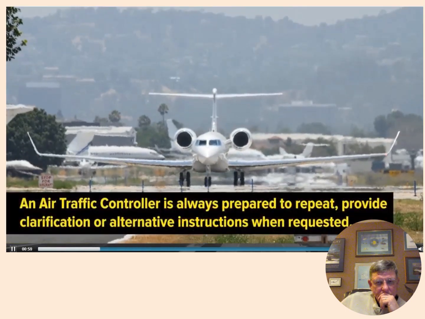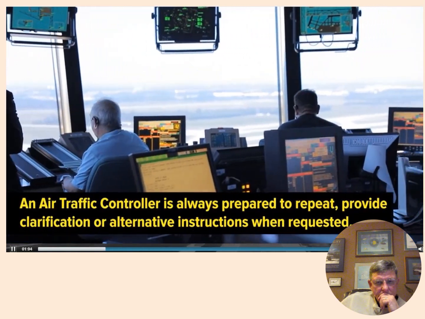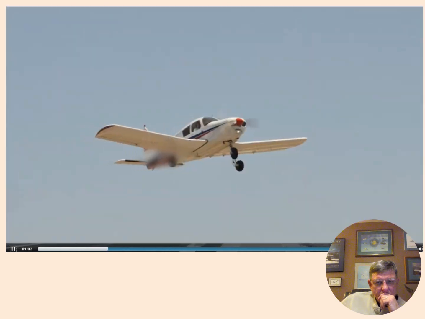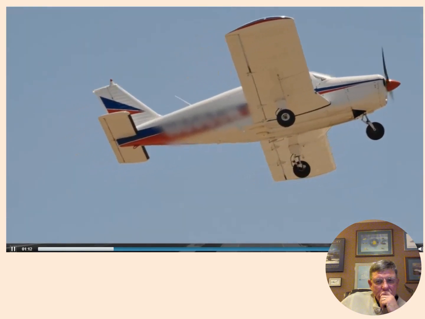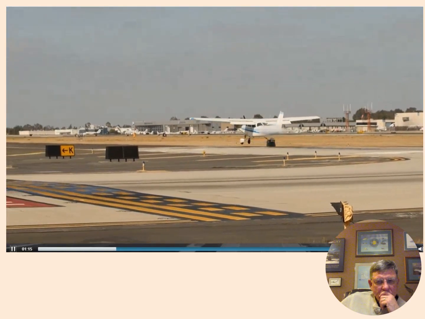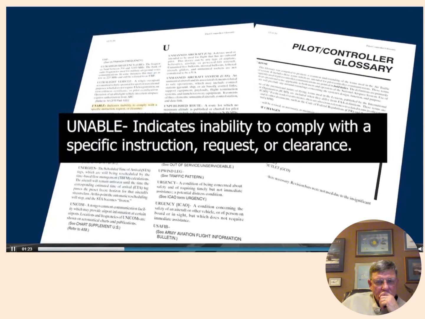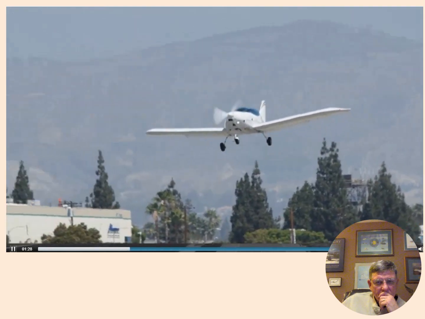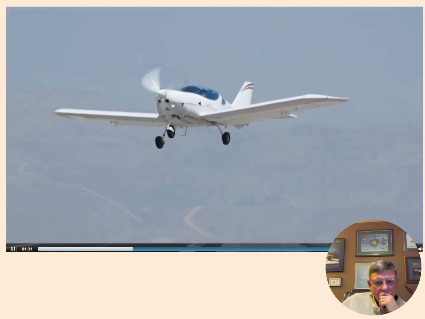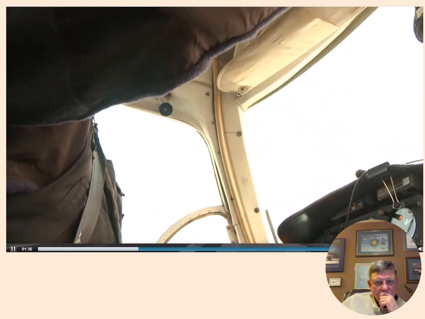An air traffic controller is always prepared to repeat, provide clarification, or alternative instructions when requested. The final decision to act on ATC's instruction rests with you. If you cannot safely comply with an ATC instruction, inform them by stating unable. As stated in the Pilot Controller Glossary, unable indicates inability to comply with a specific instruction, request, or clearance. Let's analyze a replay of a real-life event involving a newly certificated private pilot, which could have been prevented by advising air traffic control they were unable.